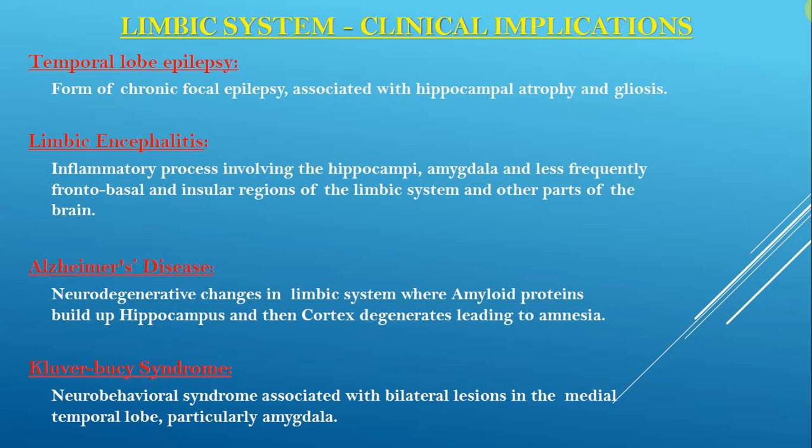Now, lastly, the clinical implications of the limbic system. There are some clinical manifestations of the disorders of the limbic system. First is temporal lobe epilepsy, which is a form of chronic focal epilepsy associated with hippocampal atrophy and gliosis. Then there is limbic encephalitis, an inflammatory process involving the hippocampi, amygdala, and less frequently the frontobasal and insular regions of the limbic system and other parts of the brain. Alzheimer's disease involves neurodegenerative changes in the limbic system, where amyloid proteins build up in the hippocampus and then the cortex degenerates, leading to amnesia.